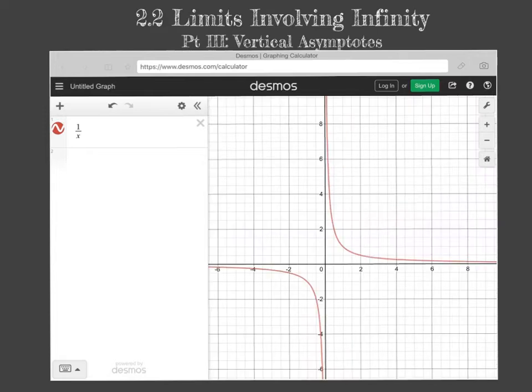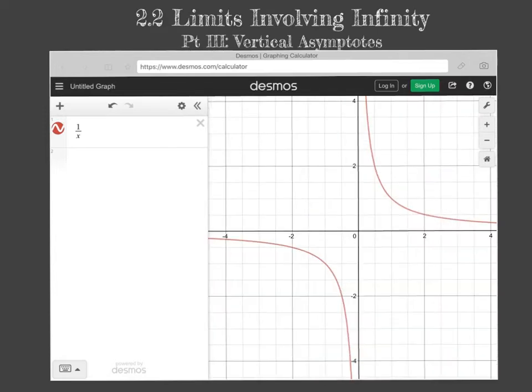And so we say that the line x equals 0, that vertical line here, is a vertical asymptote because on either side of it, our function is approaching either negative or positive infinity.